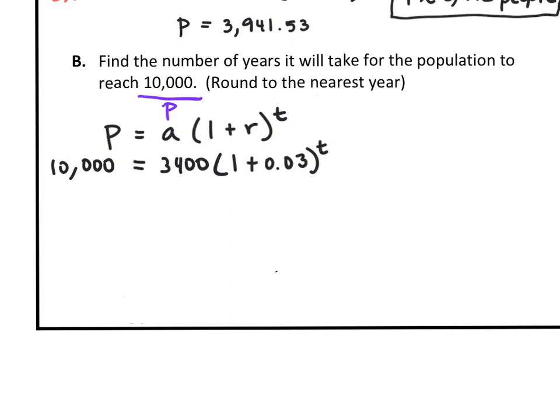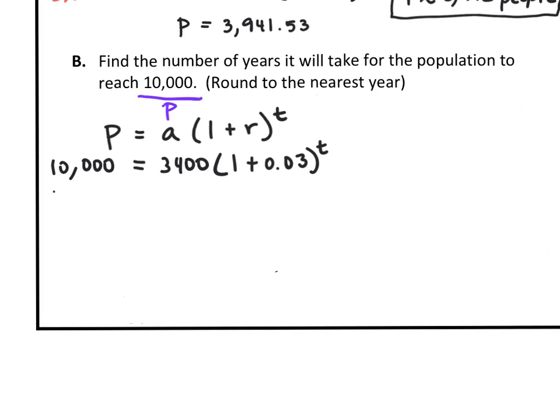Well, what's happening between 3,400 and this parentheses? There's some sort of operation happening, right? It's multiplication. So the opposite of multiplication is division. Could I also add 1.1 plus 0.03? Yeah, let's go ahead and do that first.